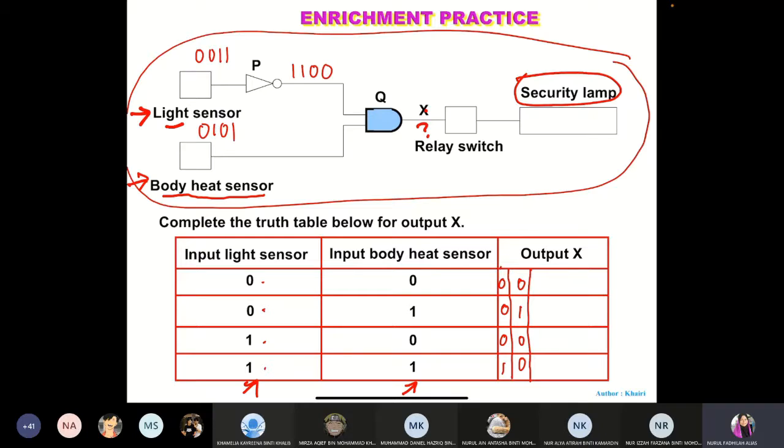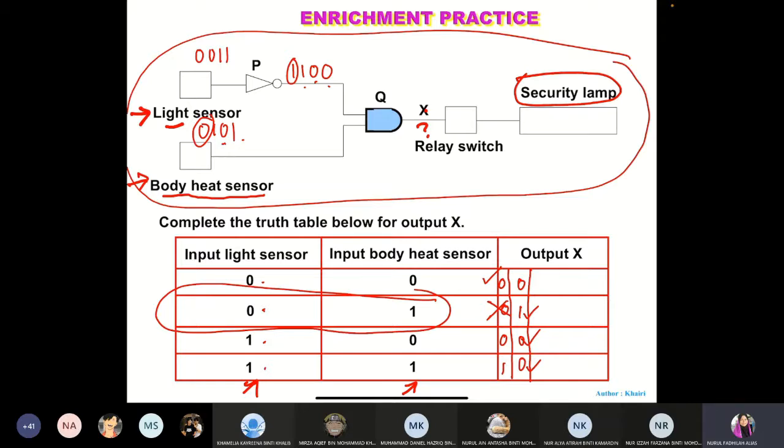So 1 and 0 gives you 0. 0. So both are correct. 1 and 1 gives you 1. So this one is 1, this one is wrong, this one is correct. So 0 and 0 gives you 0 and 0 and 1 gives you 0. So that means there is only one condition for the security lamp to switch on. This can also be a question.